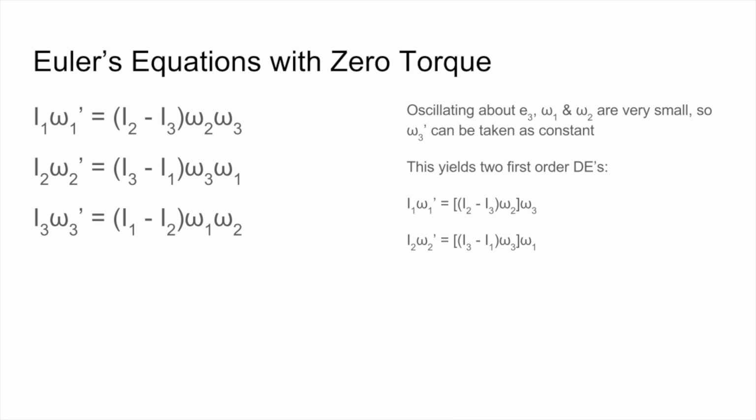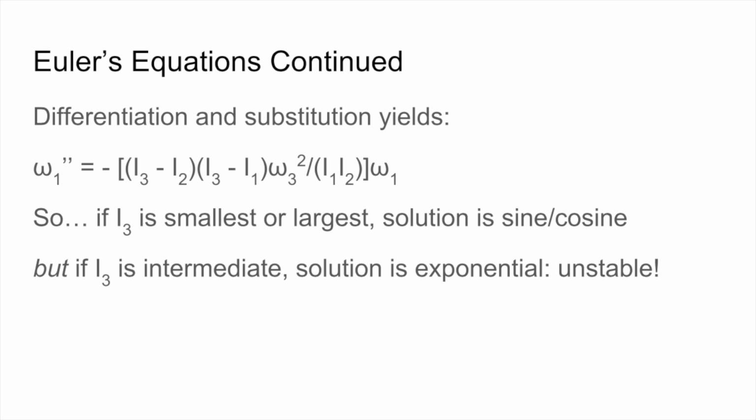Say we have a theoretical system and an object is rotating about E3. In this system, omega 1 and omega 2 are very small, as omega 3 is the primary motion. As such, omega 3 can be taken as constant. As a result, we receive two first-order differential equations, as shown below. These equations can be rearranged through differentiation and substitution to yield one large second-order differential equation.